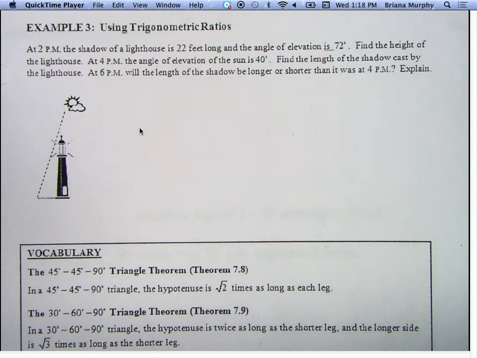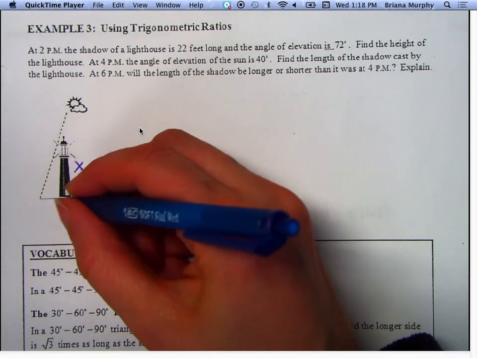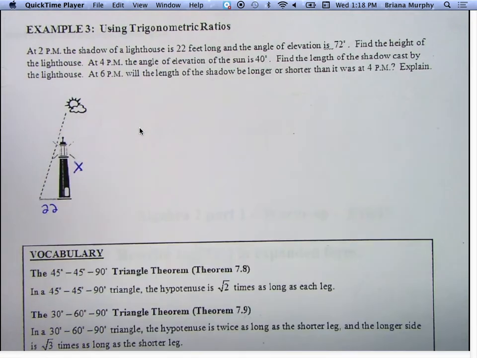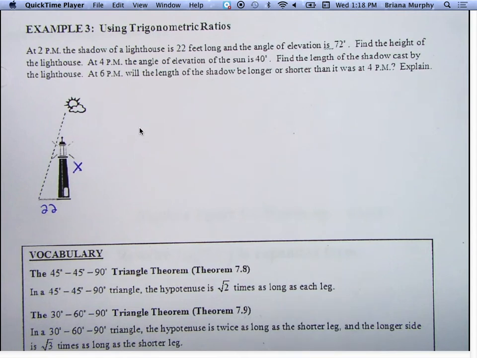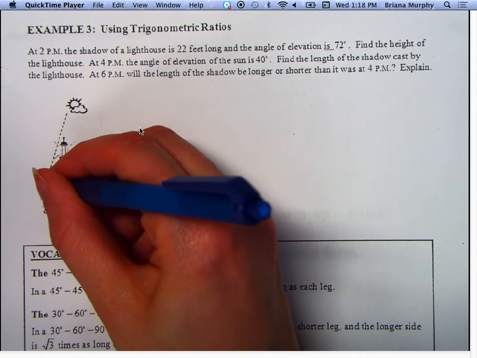Please explain. Okay, so we want to know how tall the lighthouse is. If the shadow is 22 feet and the angle of elevation is 72, but what is the angle of elevation? What does that mean? If we look at the very front, it says the angle of your line of sight with a line drawn horizontally is called the angle of elevation. So we're going to assume right here the angle of elevation is 72 degrees with the ground.